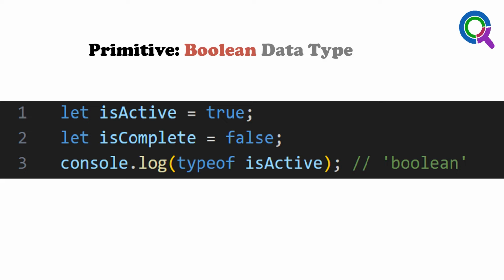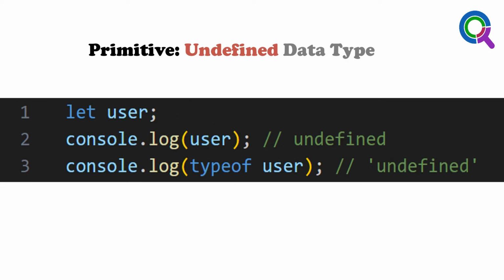The Boolean data type represents true or false values. For example, let isActive equal true and let isComplete equal false. The type of both is Boolean. The undefined data type is assigned when a variable is declared but not initialized. For instance, if we declare a variable user without assigning a value, its type will be undefined.